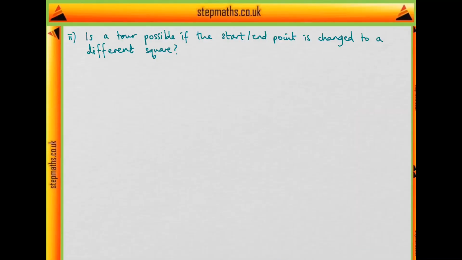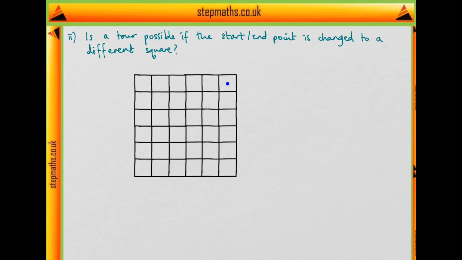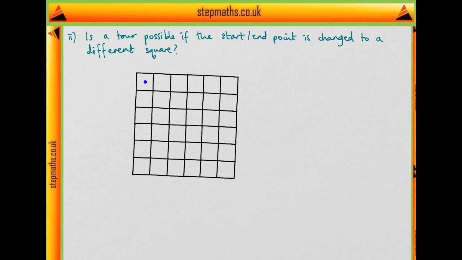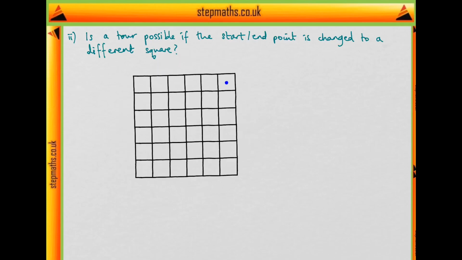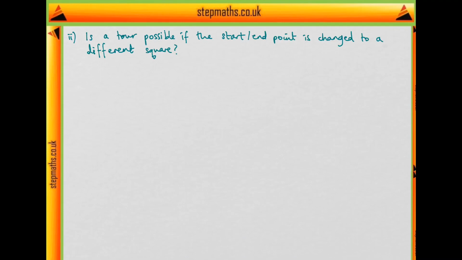Okay, and part 2 asks, is a tour still possible if the start or finish point is changed to the centre of a different square? I think instinctively the answer should be yes, because for example, if we started off in the top right corner, then just by rotating the grid, we'll be back in the position that we were in before. So we know there's a tour for this, and then we can just rotate the whole thing back. But how can we see that we can start in any square?